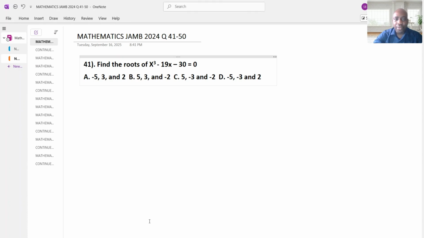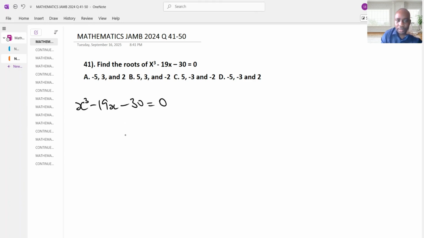Find the root of x raised to power 3 minus 19x minus 30 equals 0. The first thing we need to do is ask what number can divide this one. 2 can divide it, 3 can divide 30, and 5 can divide 30, even 60 can divide 30. But let's try and use 2, and see if 2 can go.